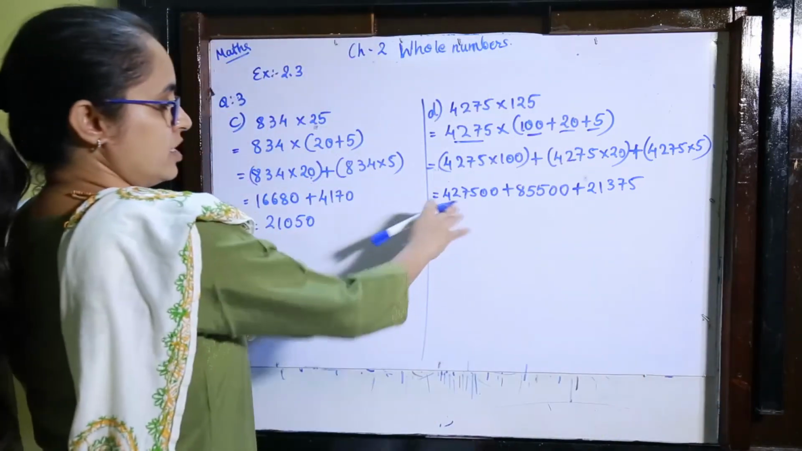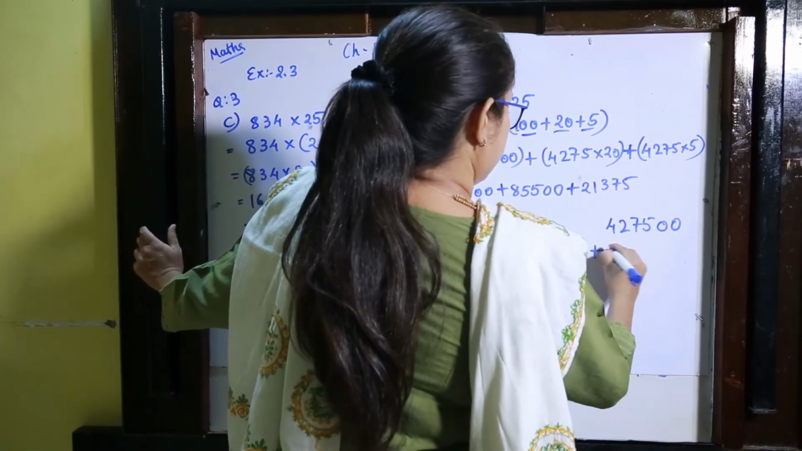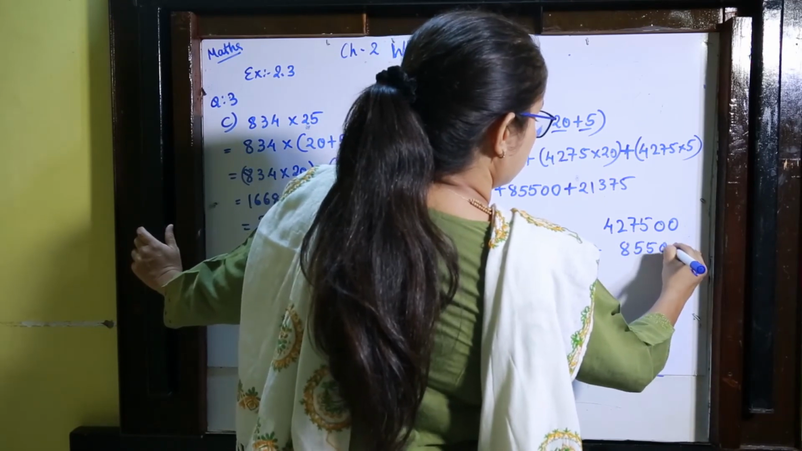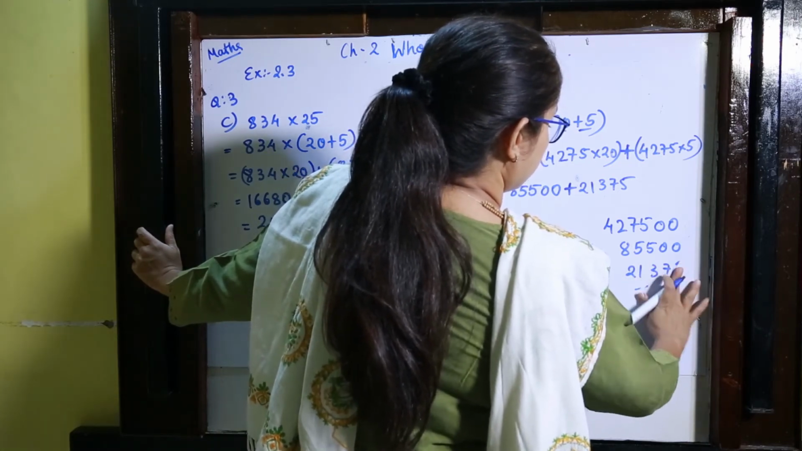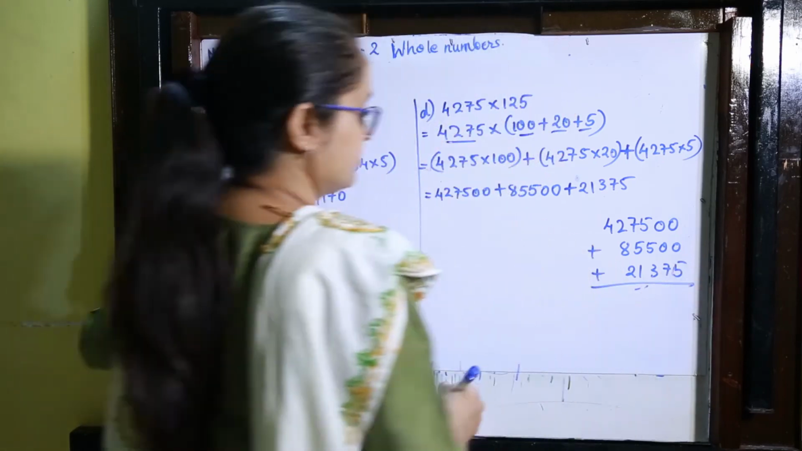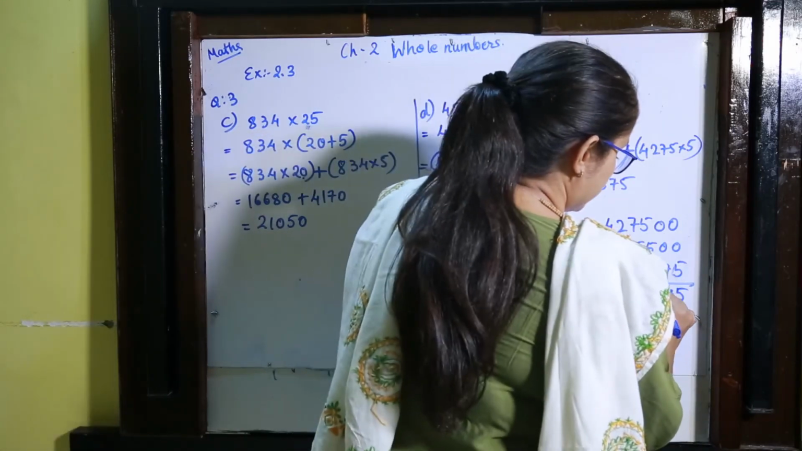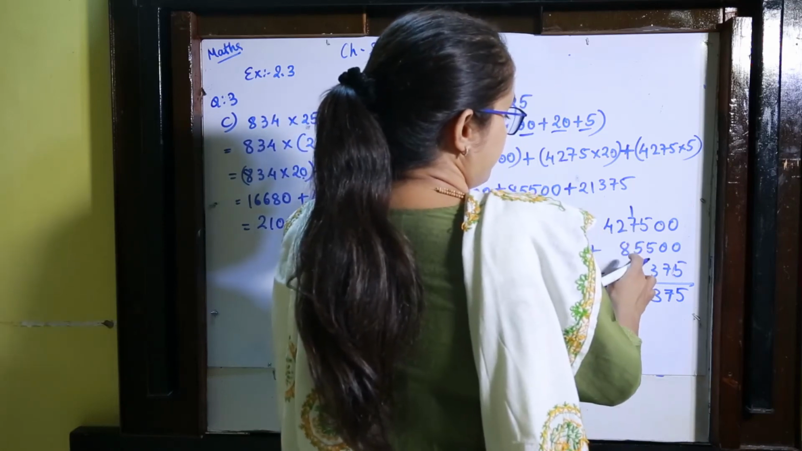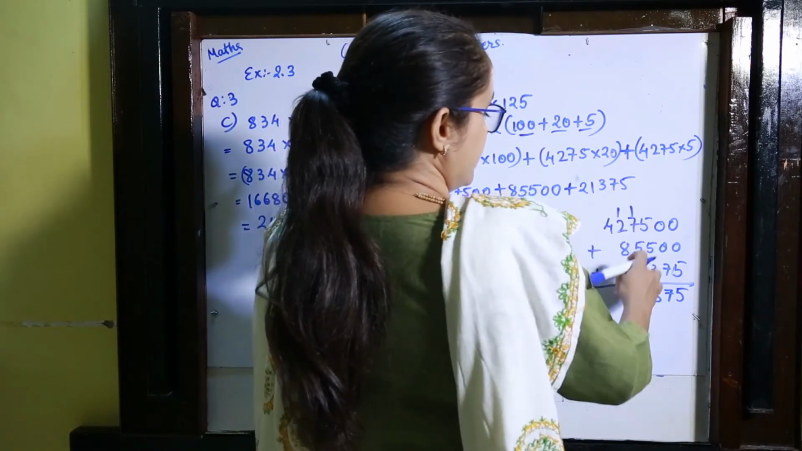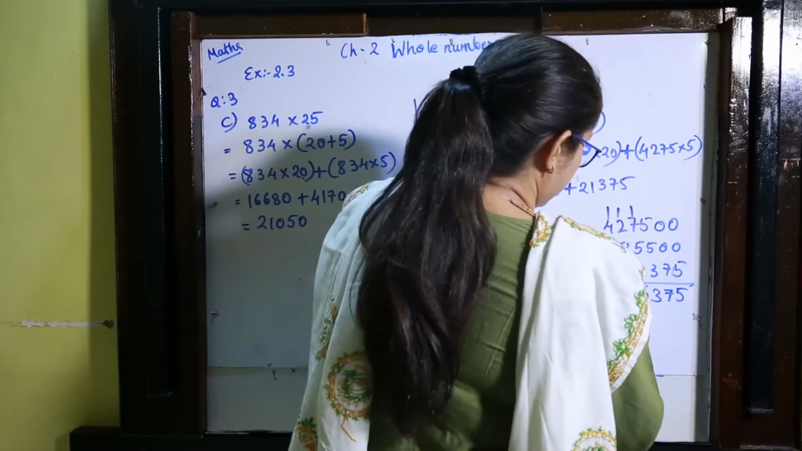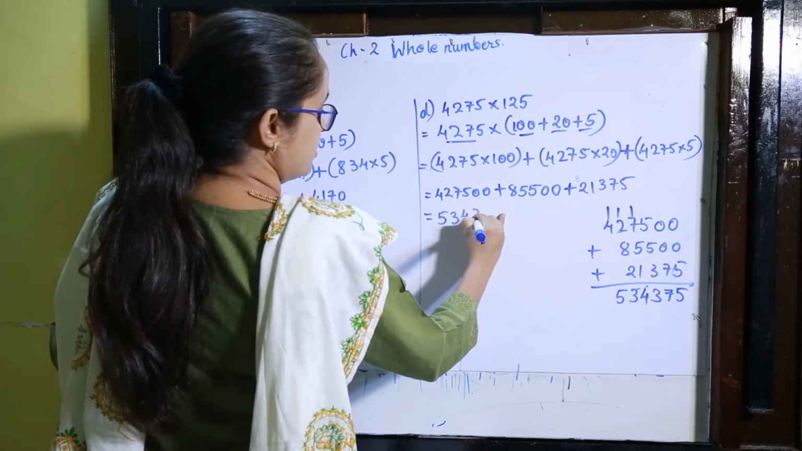So if I am adding these 3 numbers, 427500 plus 85500 plus 21375. 5 plus 5 is 10, 10 plus 3 is 13, carry over 1, 7 plus 5 is 12, 12 plus 2 is 14, carry over 1, 8 plus 2 is 10, 10 plus 1 is 11, 11 plus 2 is 13, carry over 1, 4 plus 1 is 5. So the answer is 534375.